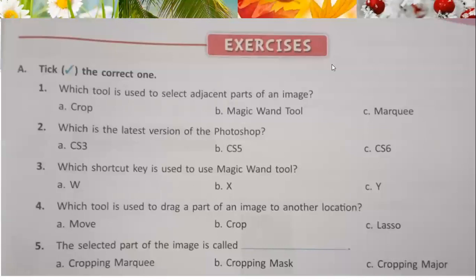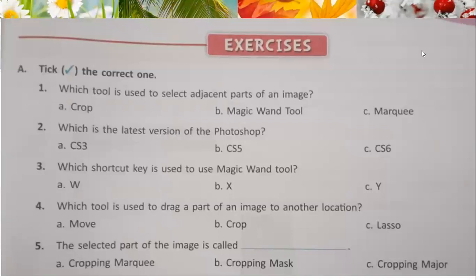What we can do using magic wand tool? Okay, yeah. So we can select the adjacent part which are in the same color. So here the color also matters, right? Then the next option we are having the marquee tool. And what is the purpose of this marquee tool? Anybody from this line? Nobody knows the marquee tool?